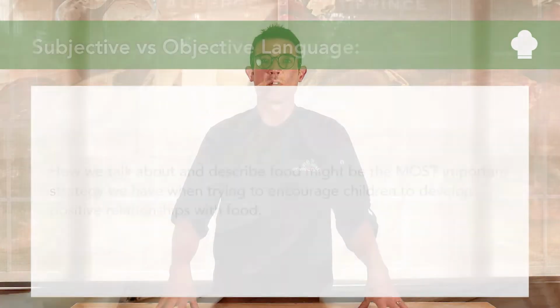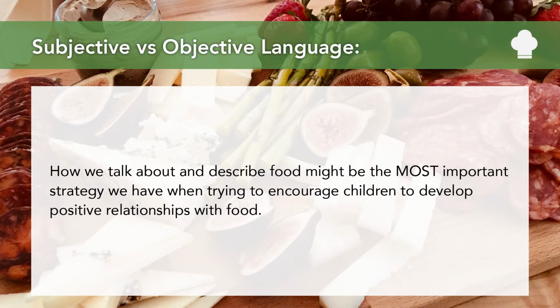Welcome back, everyone. In this video, we're going to continue talking about strategies for helping children become more comfortable trying new foods. How we talk about and describe food might be the most important strategy we have when trying to encourage children to develop positive relationships with food. How we, as adults, talk about food and teach children to talk about food is one of the biggest factors that can impact how children approach, react to, and even understand food.